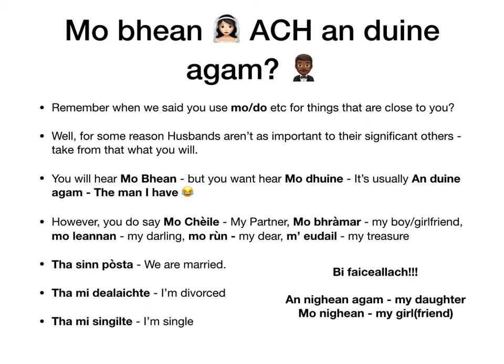What we have is "bifeichavoch". Now, there is one little thing here again. "A nian akam" would be my daughter, but "mo nian" would be my girl, as in Motown type my girl. "A nian akam", my daughter. "Mo nian", my girlfriend. So that's just something to be wary of. It's a slight implication. People would pick up on context, you would hope, but that's it.